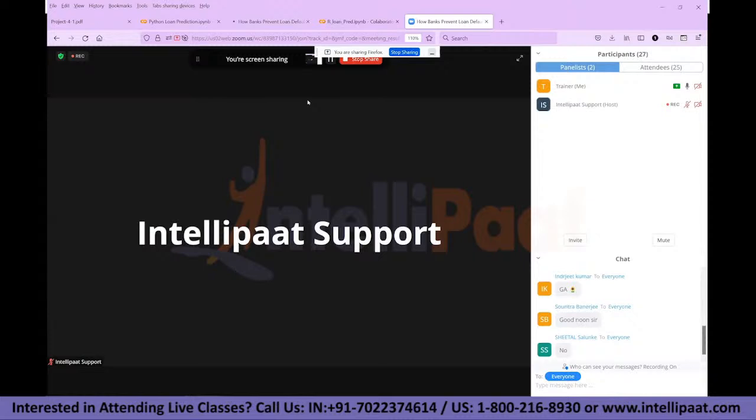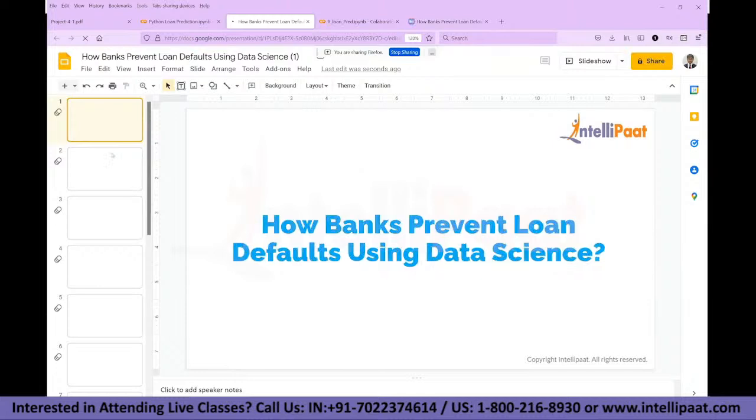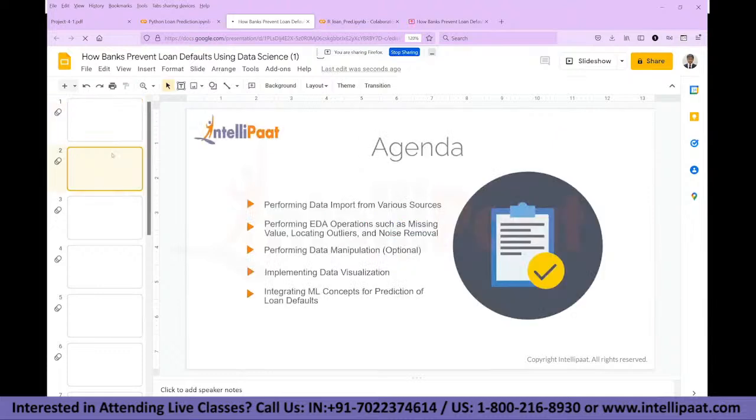Yeah, so for the agenda for going through the implementation, we'll be discussing a few things, right? Performing data imports from various sources. We'll be taking up Google Colab as an environment where we can implement this particular machine learning model for loan prediction.